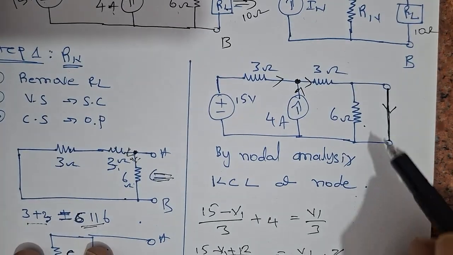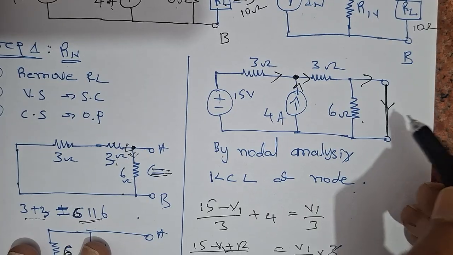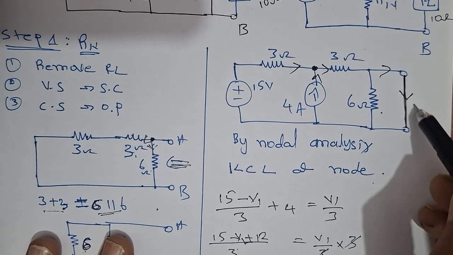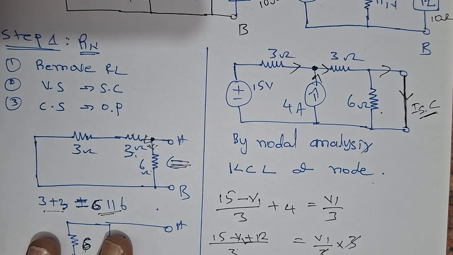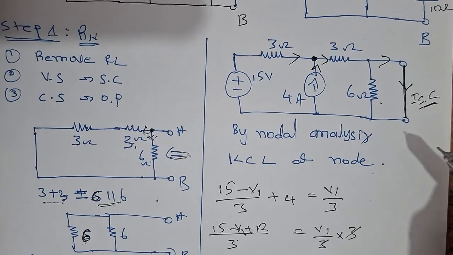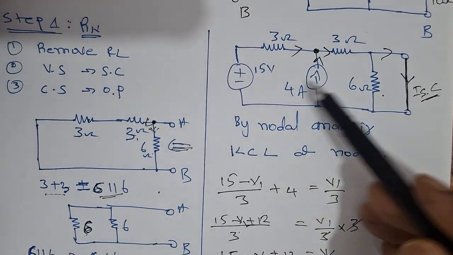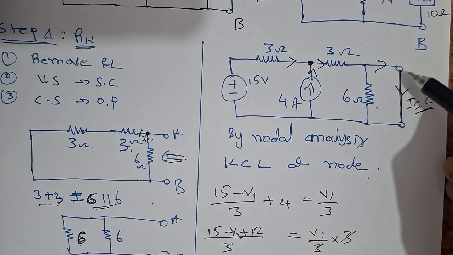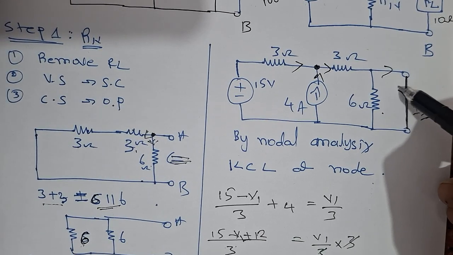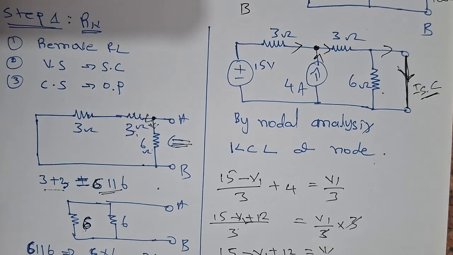So whatever current is flowing through this load resistance is called the short circuit current, ISC. This will become the Norton current. So how do we find this Norton current? Take the circuit as it is, and the only difference is that we remove the load resistance and short circuit it. This is what we have to find now.